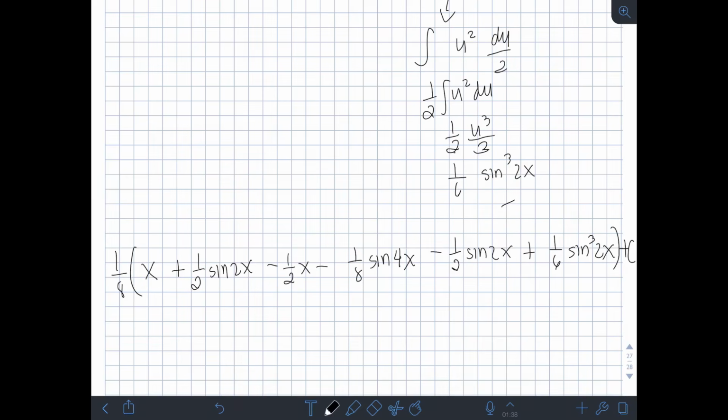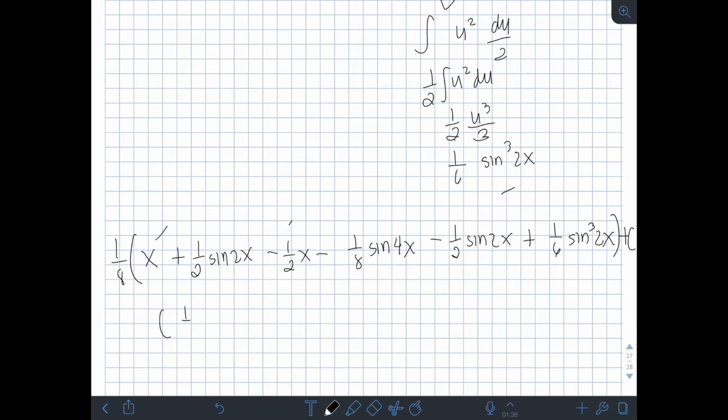And then, pwede natin i-combine yung similar terms. So, meron, right? Etong x saka negative 1/2 x equal yan saan? Positive 1/2 x. Etong 1/2 sin 2x saka negative 1/2 sin 2x cancel. Okay? So, meron ba tayong makakombine? Wala na. So, therefore, copyin ko na lang itong negative 1/8 sin 4x and then itong positive 1/6 sin cube 2x. Then, lahat sila nakamultiply pa sa 1/8 plus c.